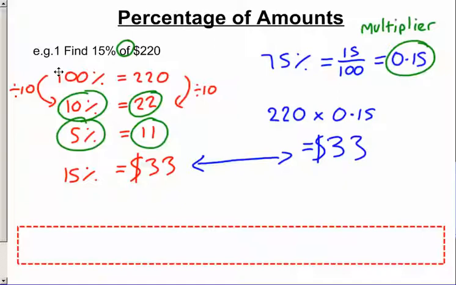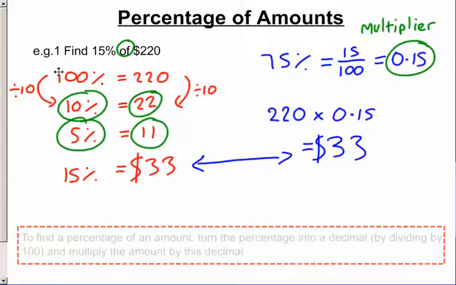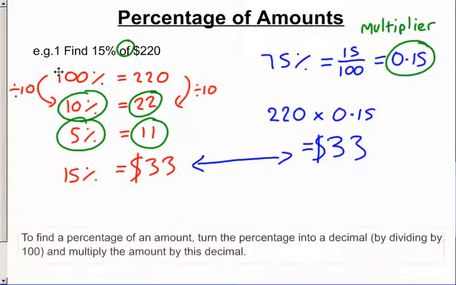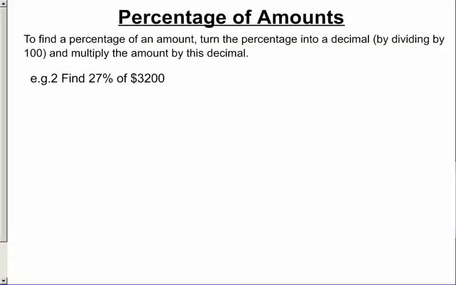What that means is to find a percentage of an amount, we turn the percentage into a decimal by dividing by 100 and then multiply the amount by this decimal. Remember, that decimal we call the multiplier. So let's have a look at a second example. Remembering our rule, find 27% of 3,200.